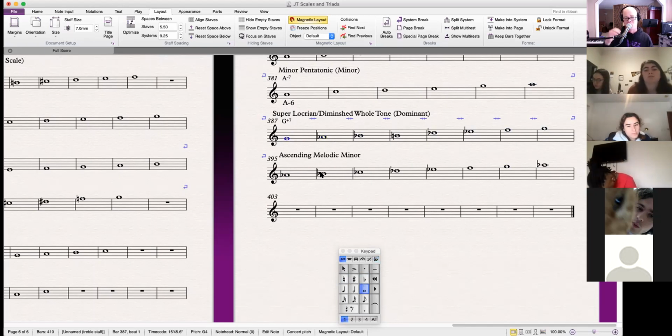Let me play that with a chord next to it so you can hear how colorful and interesting it sounds. It's got a lot of tension and colorful qualities to it.